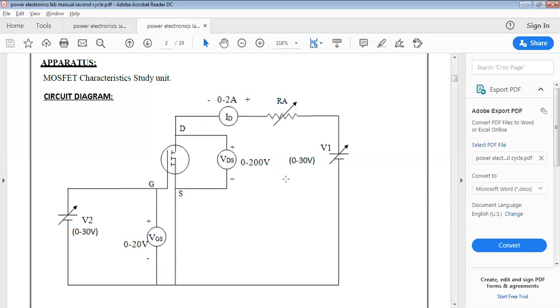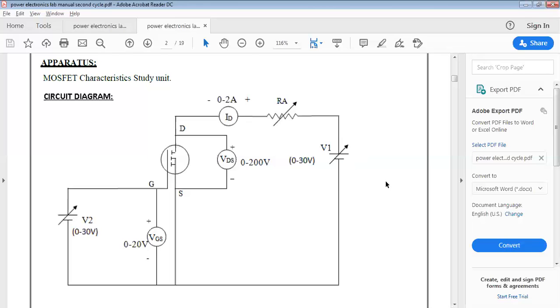Anyway, as far as this particular setup is concerned, both the power sources have the same rating of 30 volts. And as far as the ammeter is concerned, the maximum rating of the ammeter is 2 amps. One more fact is that all these voltmeters and ammeters are DC voltmeters and DC ammeters, which is obvious because we are using regulated power supplies for conducting the experiment.